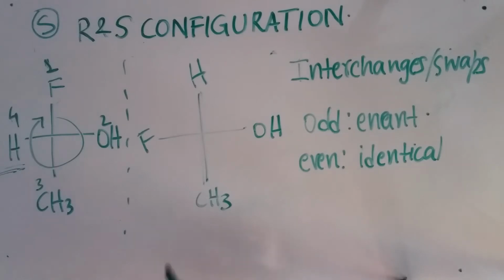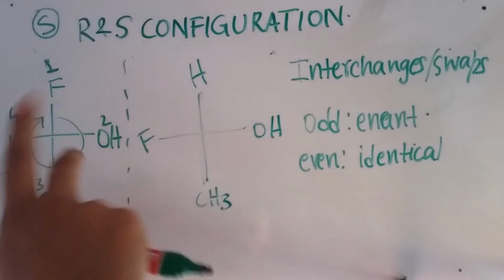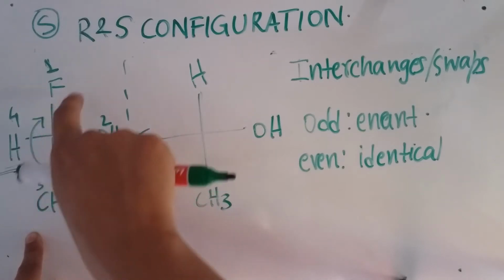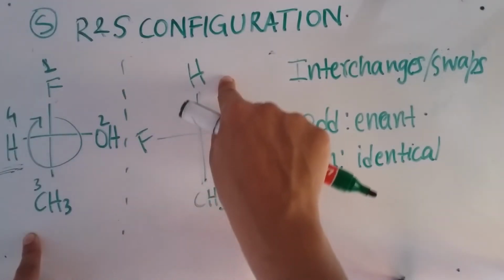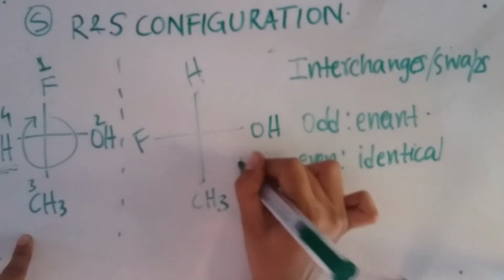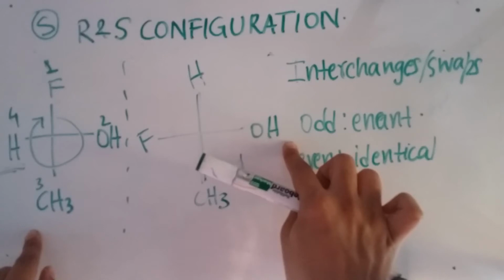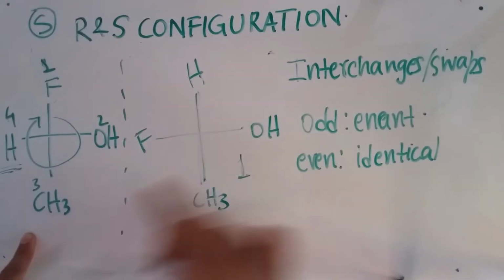What does this actually mean? The main difference between these two molecules is that CH3 is the same and OH is the same. The main difference is that I've swapped these two groups. I've swapped my fluorine and hydrogen. Over here, these two groups are swapped. So I have one swap, and one is odd. So from my trick, I get the result that these two molecules are enantiomers.